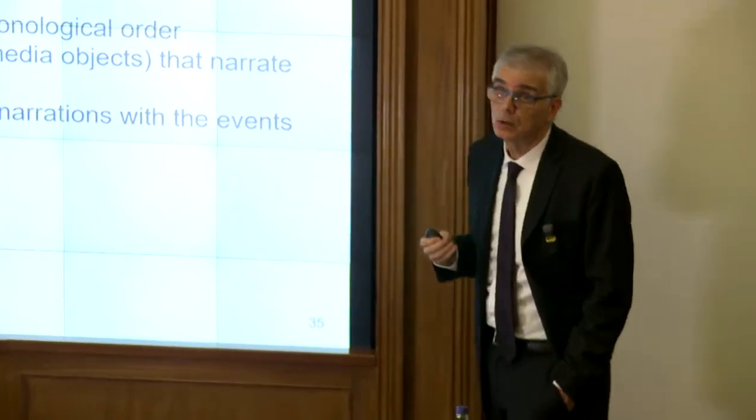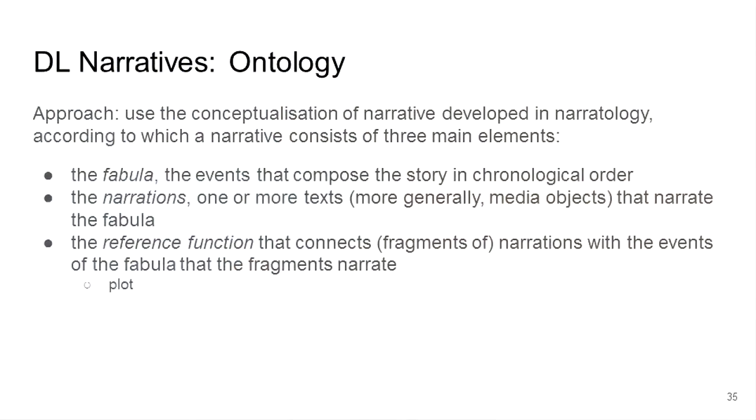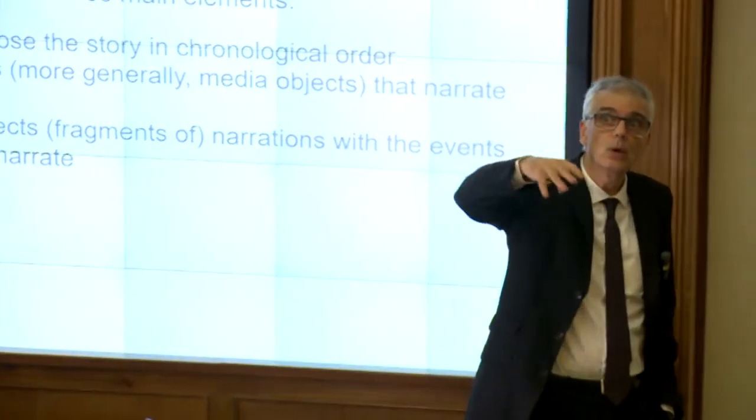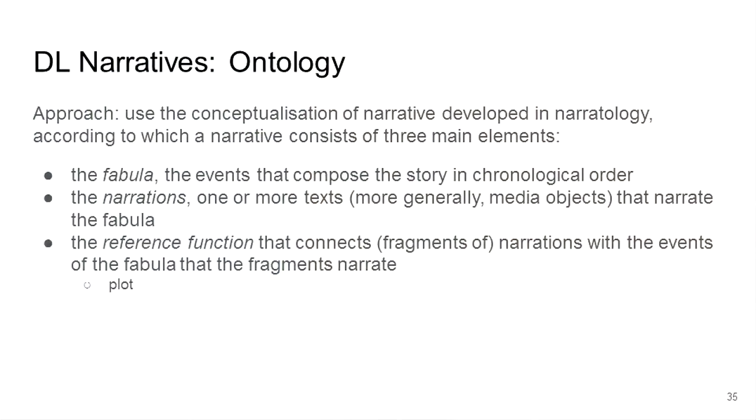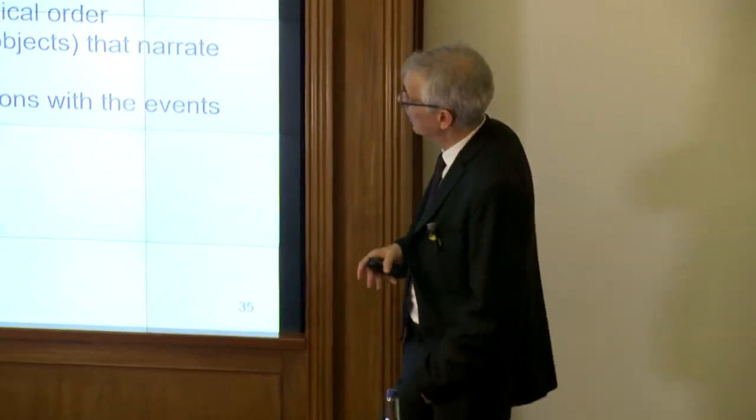But to develop the ontology, which is quite broader in scope than the ontology for Dante sources, we needed to rely on some conceptualization of what a narrative is. So we looked at narratology and computational narratives in general, and we found this definition that we liked very much, in which a narrative consists of three main elements. The first is the fabula, the events that compose the story in chronological order, so the real happenings in the real world. Then the narrations, which are one or more texts, more generally media objects, why not a movie, why not an audio file, and so on.